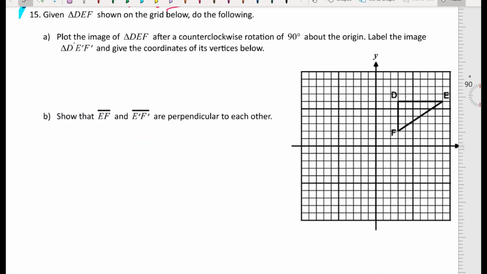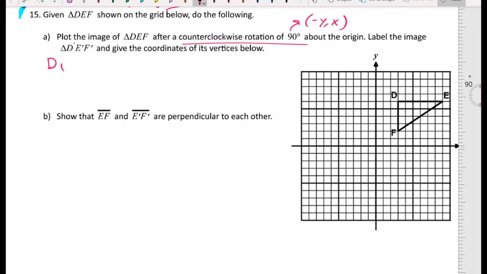For number 15, in triangle DEF shown below, do the following. Plot the image of DEF after a counterclockwise rotation of 90 degrees about the origin. Again, that's negative y comma x. Label its image as D prime, E prime, F prime, and give the coordinates of the vertices below.